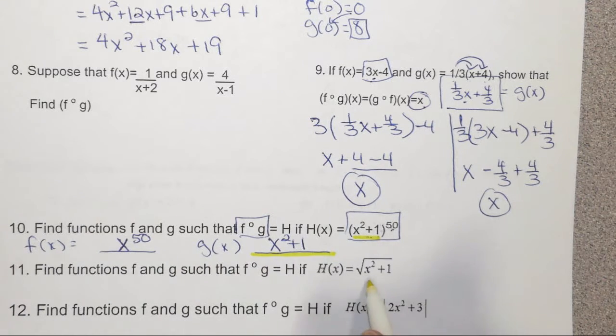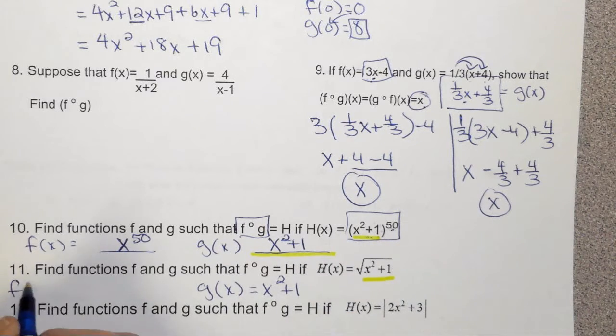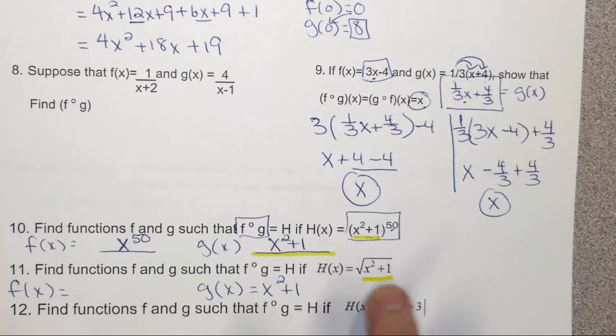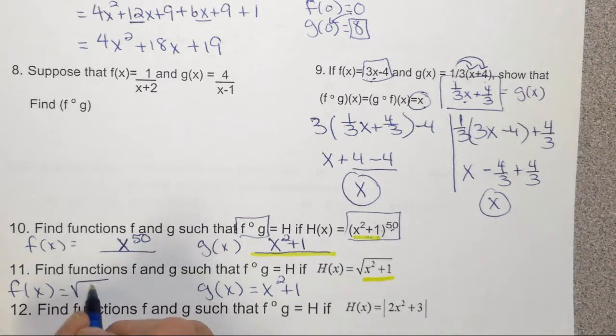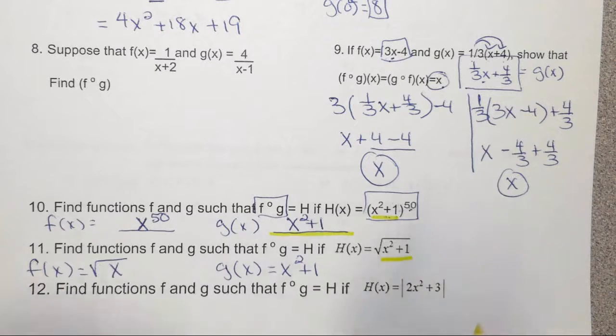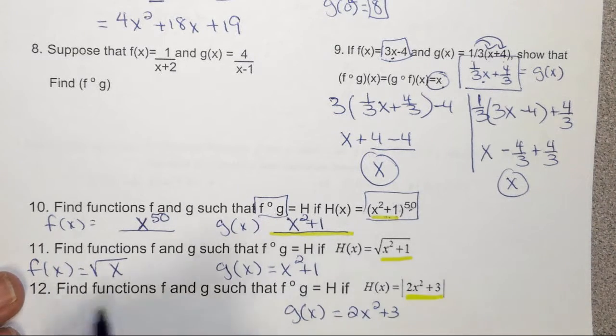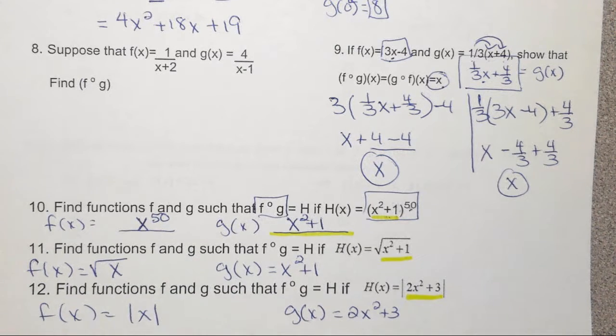So we're going to do it again. Whatever's in the parentheses or under the square root is my g of x. And then to do the f of x, I'm going to replace what I just underlined with x, and I have the square root of x. Okay, one more time. Whatever's in the parentheses or the absolute value, that's my g of x. If I replace what I just underlined with an x, that's my f of x.